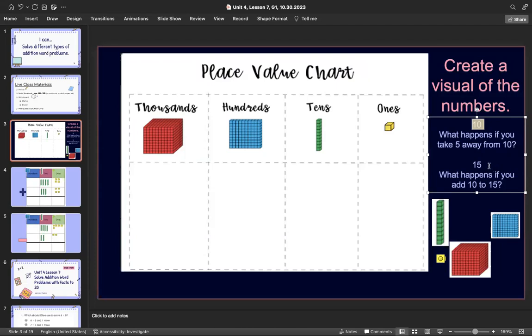The next number you're going to be looking at is 15. What happens if you add 10 more to 15? What happens if you add 10 to 15? Pause and work with your learning coach.